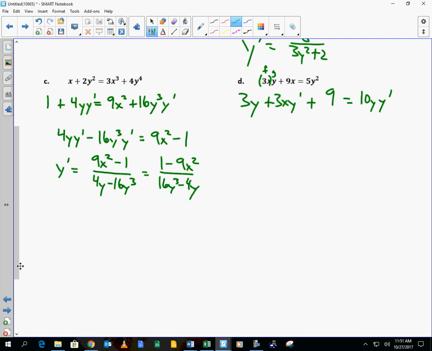Emma? 3xy was 3 times y left alone plus 3x times the derivative of y, which is y prime. Solve for y prime. I have 3x y prime. So f is 3x. So 3x, then the derivative of y is 1 times y prime. y prime.